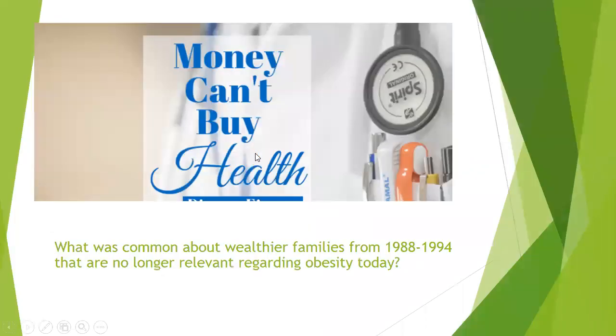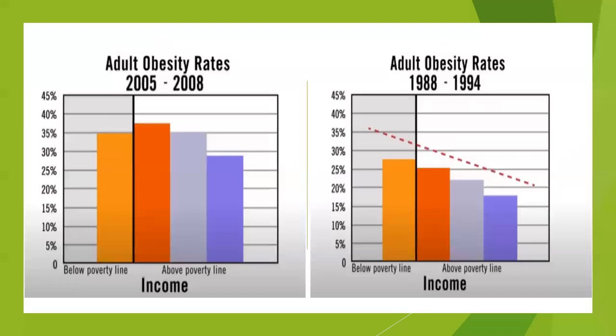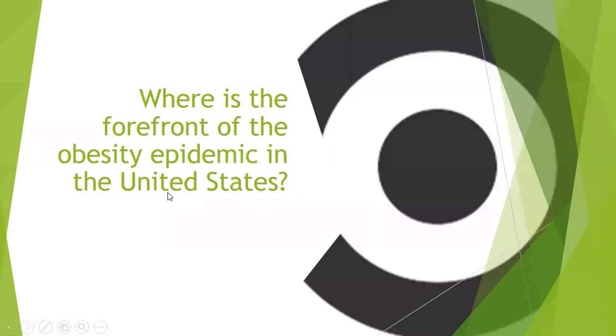A little shorter for females. What was common about wealthier families from 1988 to 1994 that is no longer relevant today? And that is that it used to affect more poor people. Now it's affecting poor and rich. So from 1988 to 1994, obesity rose quicker in people that were poor, and now people that have more money are starting to catch up.